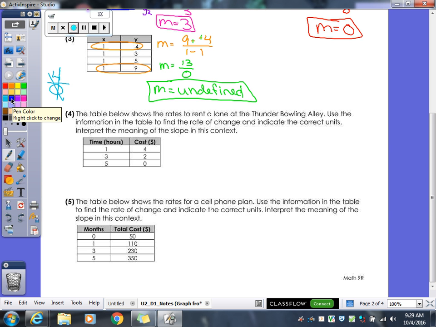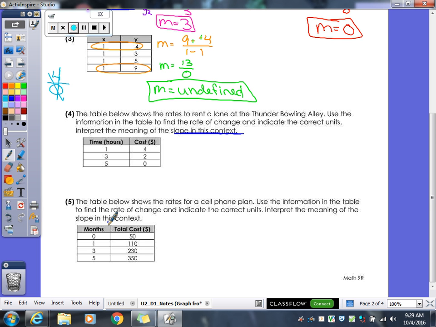Okay, the table below shows the rates to rent a lane at the Thunder Bowling Alley. Use the information in the table to find the rate of change and indicate the correct units. Interpret the meaning of the slope in this context. That's a big thing right there, in this context. They love to do that now. Give you a word problem, you have to write your answers in context to the problem.